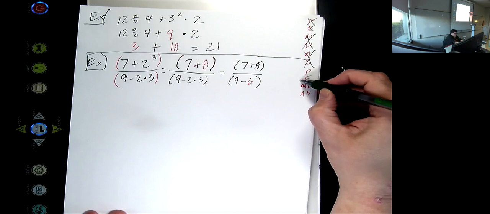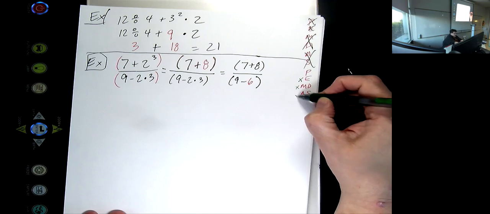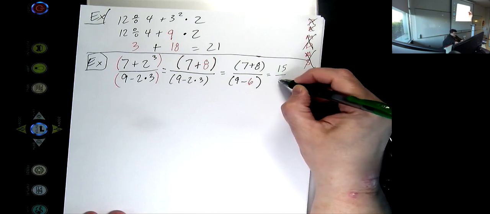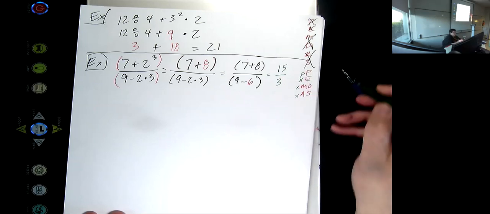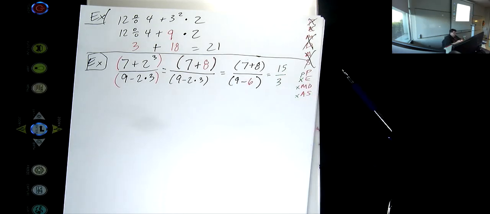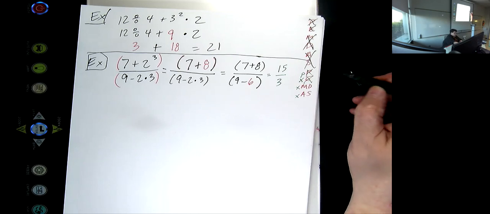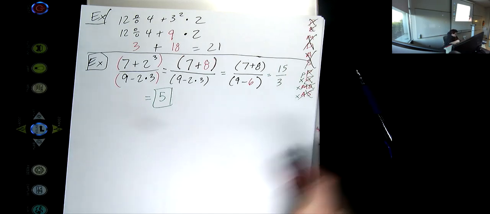So like my first lap through, just inside the parentheses, I did the exponents. I've done the multiplication and division. I now need to do the addition and subtraction. So 7 plus 8 is 15, and 9 minus 6 is 3. And I've gone through the parentheses part. And now I go through the rest of it. I have no exponents. I do have division. 15 divided by 3 is 5. And we're all done, so we don't need to check for addition or subtraction.